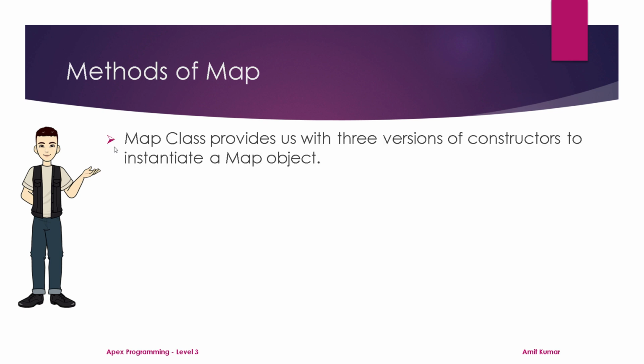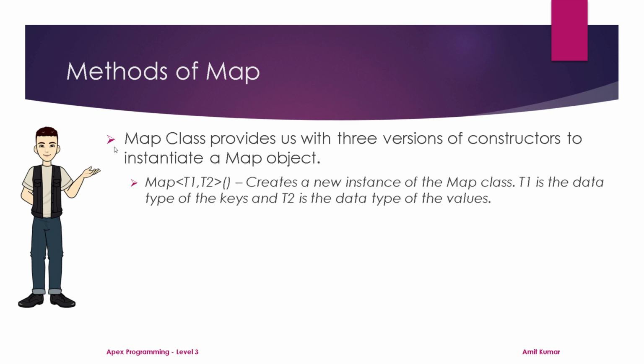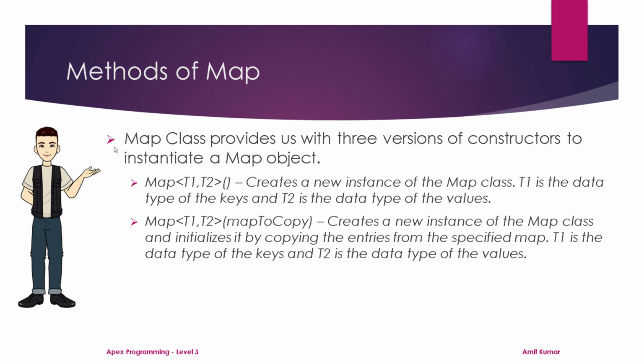We are going to talk about methods of map. Map class provides us with three versions of constructors to instantiate a map object. The first version accepts no parameter and it creates a new instance of the map class. The second version creates a new instance of the map class and initializes it by copying the entries from the specified map. Here T1 and T2 are data types of keys and values respectively.